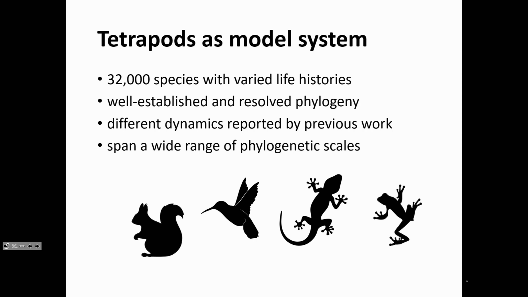Altogether, over 30,000 species with very, very diverse life histories. The tetrapod vertebrates also have the benefit that we have very well established and well-resolved phylogenies for each. The previous studies reported different types of dynamics for vertebrates. And finally, the vertebrates span a variety of phylogenetic scales.